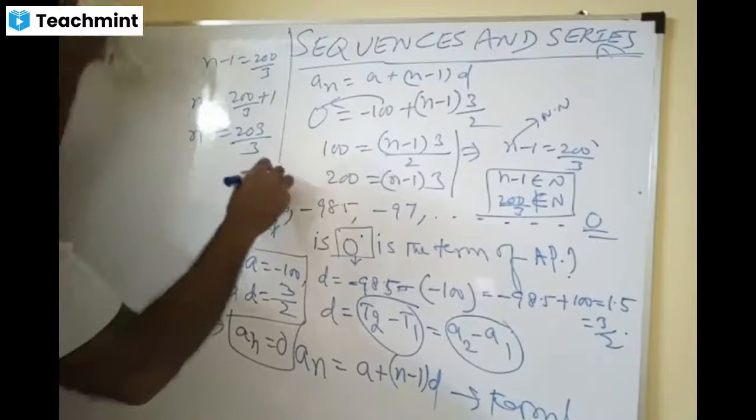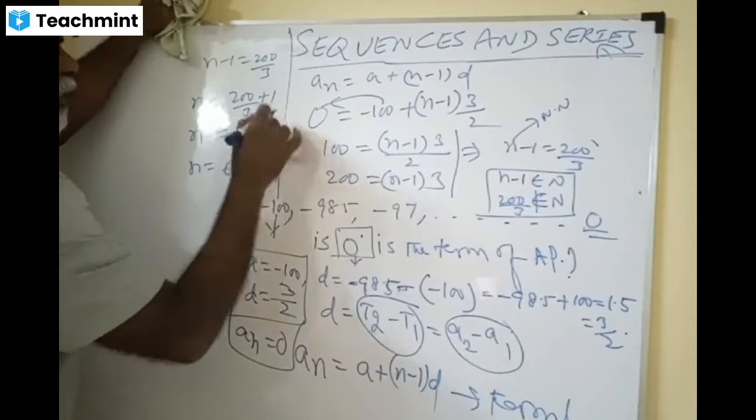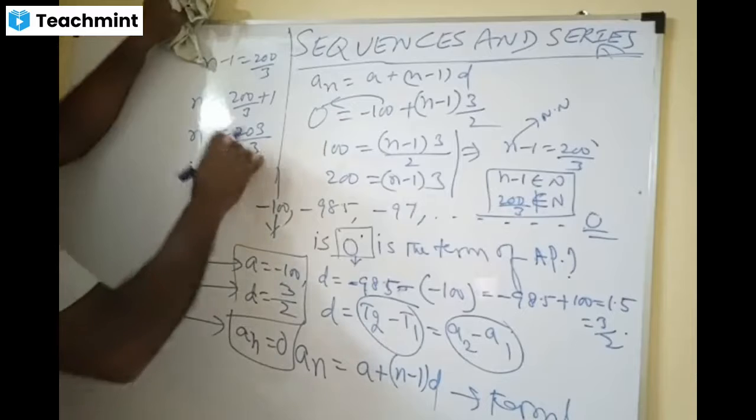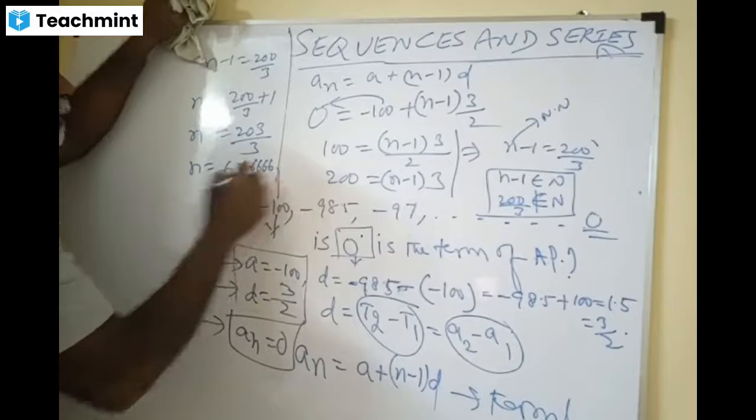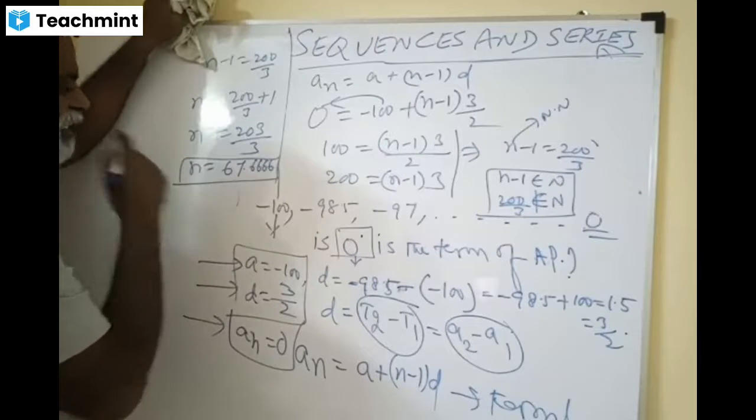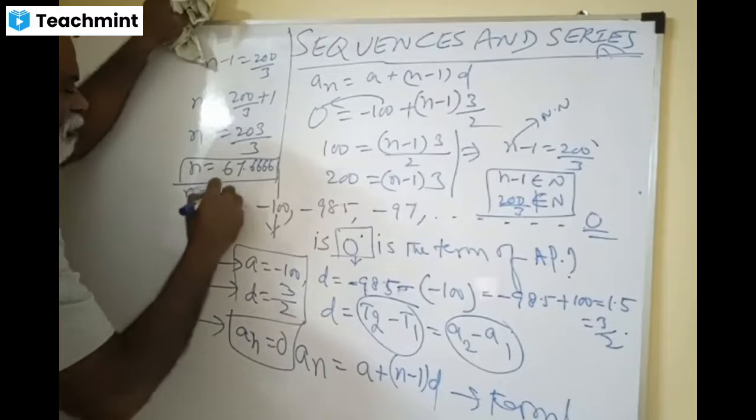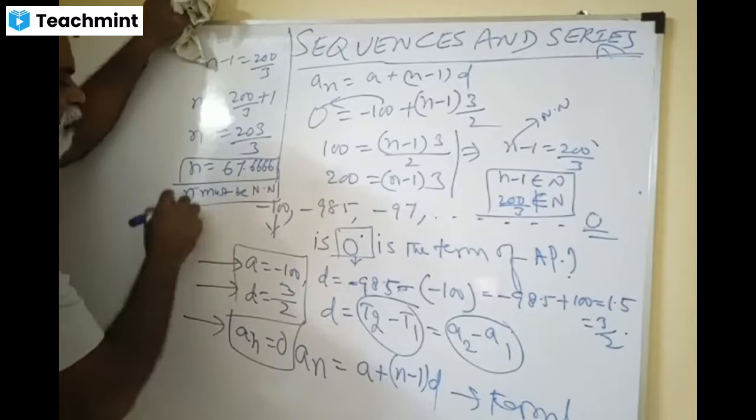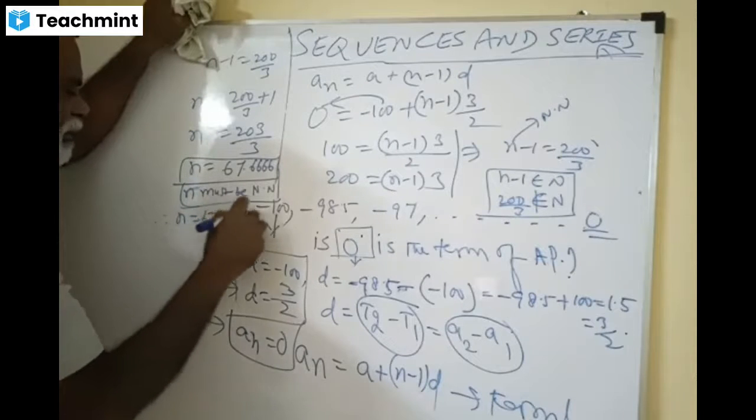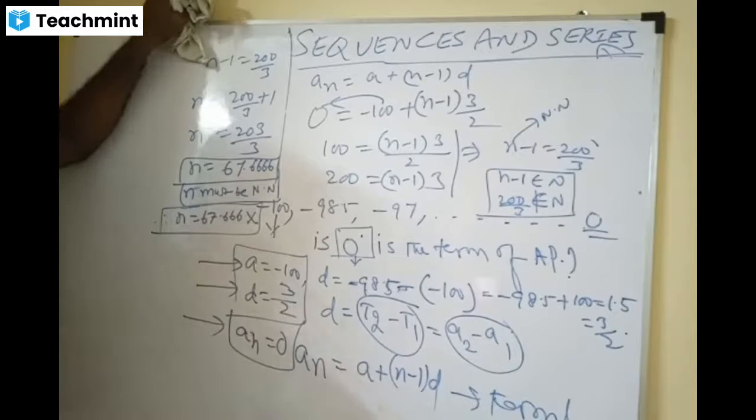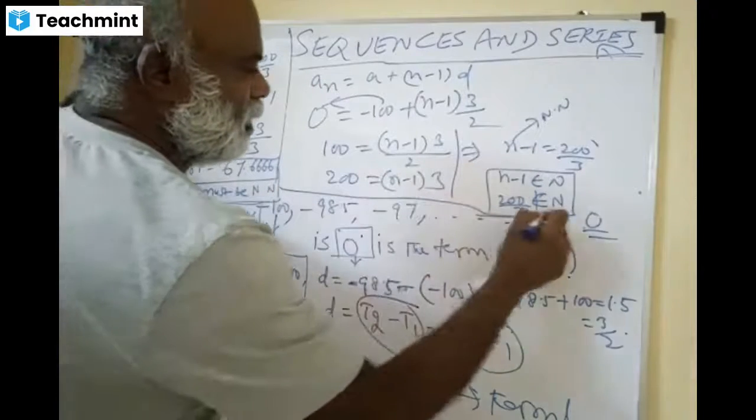So N is a decimal. What do you get? 3 6s are 18, 3 7s are 21, and so on. So this is how we get N as 67.666. But N must be a natural number. Therefore, 67.6666 is wrong. So N cannot be that. Therefore, 0 cannot be in the sequence. This is the question.